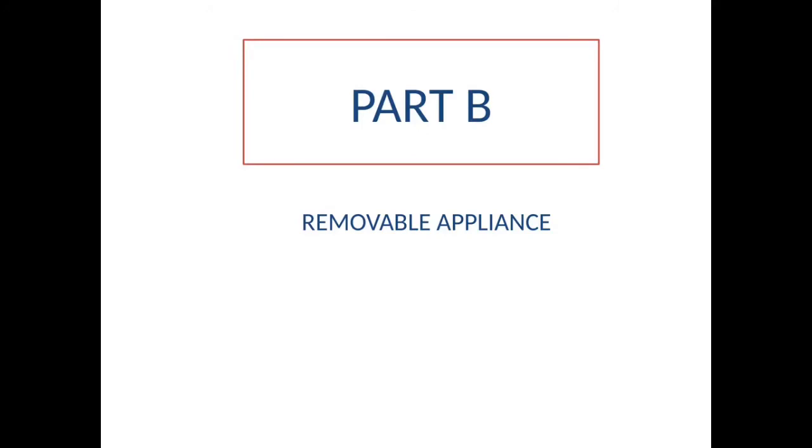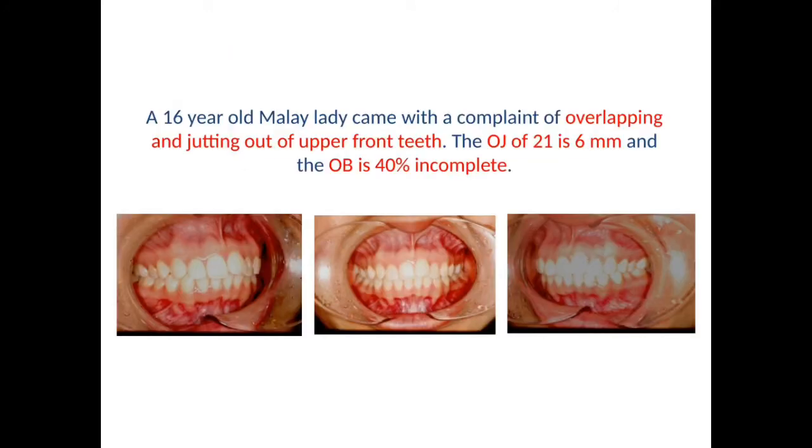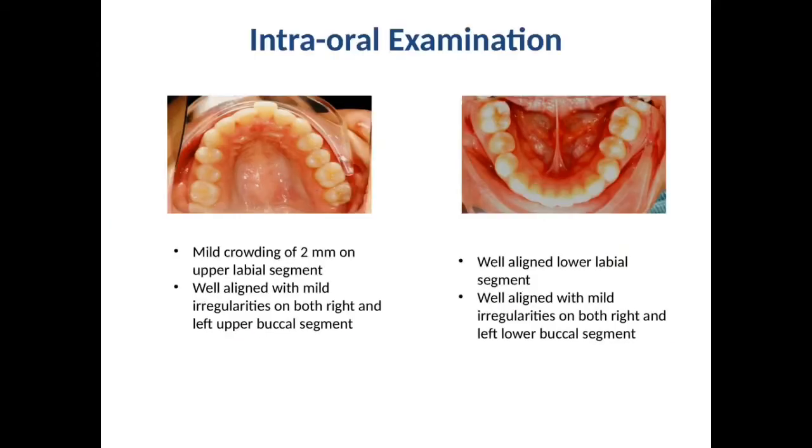Moving on to part B, which is the removable appliance. The case that I got is a 16-year-old Malay lady who came with a complaint of overlapping and jutting out of upper front teeth. The overjet on 2/1 is 6 mm and the overbite is 40% incomplete.